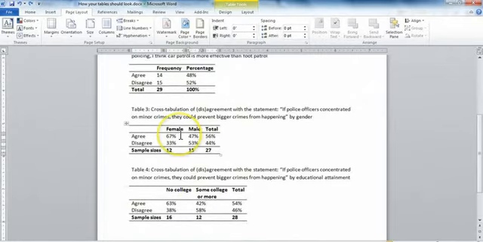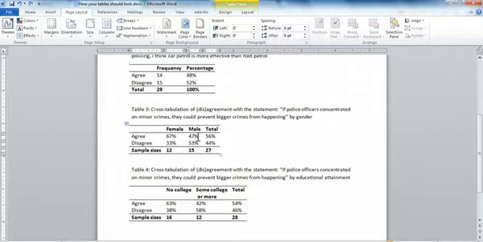So if we focus on table 3, first, what a crosstab, or cross-tabulation, is: a table that shows you the distribution of one variable according to the values of another. Here it's showing you responses to this question by gender, and it tells us that 67% of women agreed that if police officers concentrated on minor crimes, they could prevent bigger crimes from happening. By contrast, 47% of men agreed with that statement. So it looks like women are more likely to agree about the benefits of police focusing on minor crimes than men. And the difference there is large enough that we would say it looks like there's an association between gender and opinions about this question.